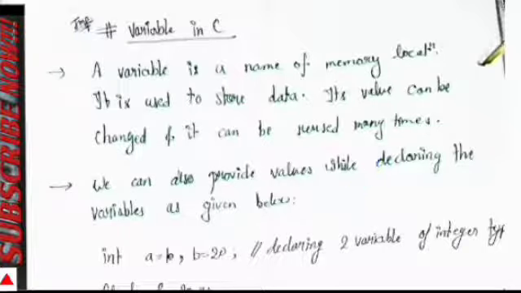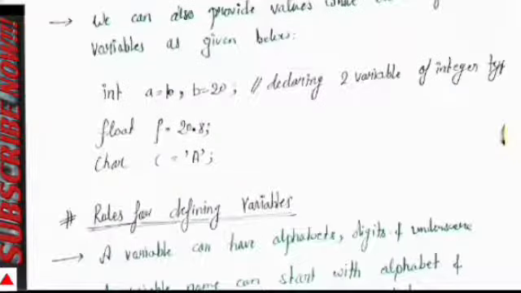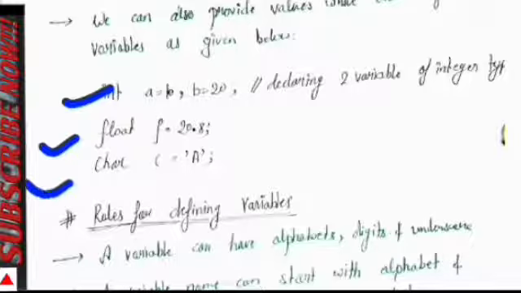Here are some examples: int a = 10, b = 20. So we are declaring two variables of the integer type, and here declaring the variable f = 20.8, that is floating type, and c = 'a', that is character type declaration.